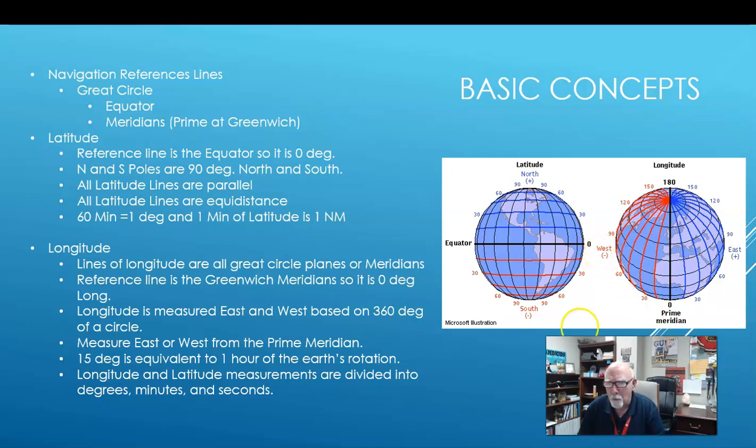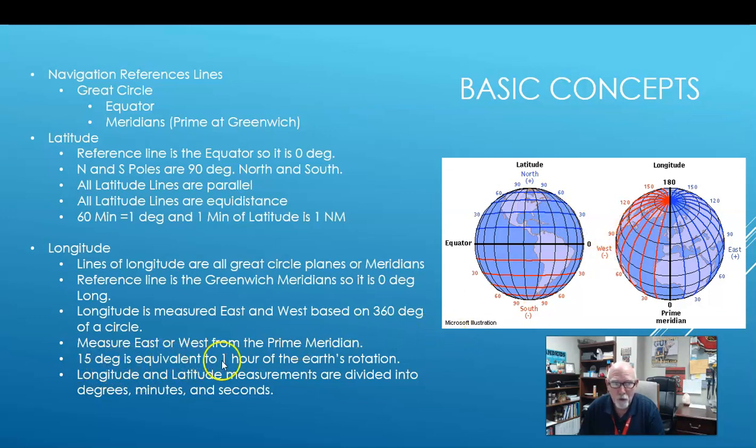North Carolina is about 76 degrees to the west, so that's why we're about 5 hours behind England, or the prime meridian. We're also about 36 degrees north, so right here is about 36 degrees north and about 76 degrees west.